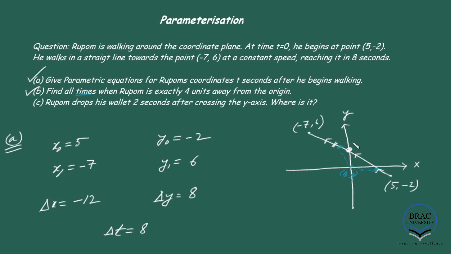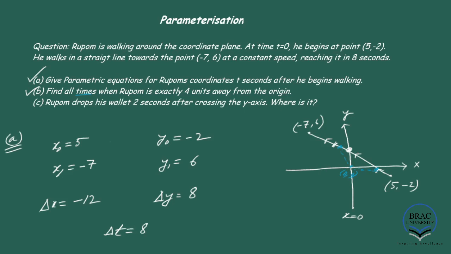Rupam is crossing the y-axis when the x value is 0. At this point, x is equal to 0. So this is the point where Rupam is crossing the y-axis. And after crossing the y-axis, 2 seconds later, probably in here, Rupam drops his wallet. So his wallet should be here, and this is what we'd like to find out.